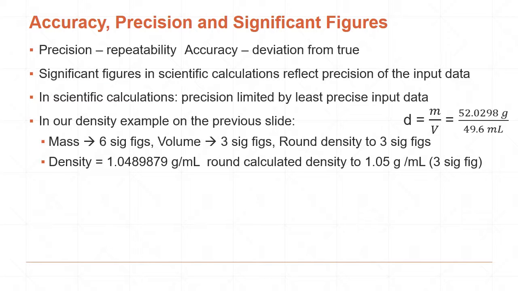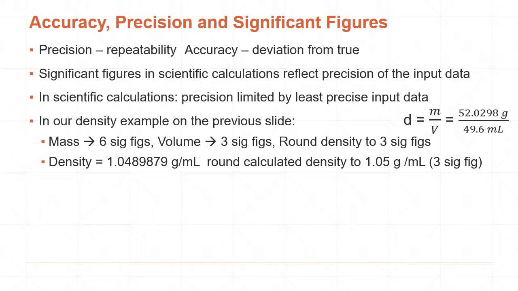Now, the calculator is going to spit me out a number like 1.04898879. I'll know that my units are grams over milliliters because I'm keeping track of units. Your calculator won't do that for you. It will be necessary for me to round the information given to me by my calculator to reflect the true precision of the density based on my data.